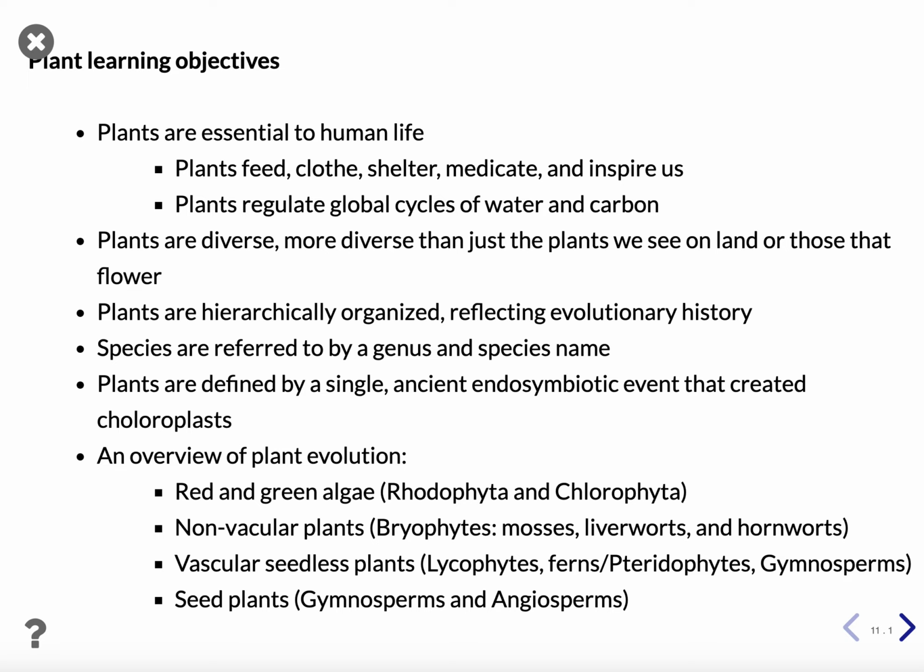For the plant learning objectives, again, plants are essential to human life. They feed, clothe, shelter, medicate, drug, and inspire us. They regulate global cycles of water and carbon. They are diverse, and much more diverse than just what we see on land or the plants that flower. They are hierarchically organized, and species are referred to by a genus and species names. And they are defined by a single ancient endosymbiotic event in which a eukaryotic cell with a nucleus engulfed a cyanobacterium that was photosynthetic.